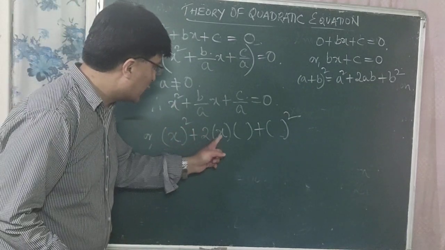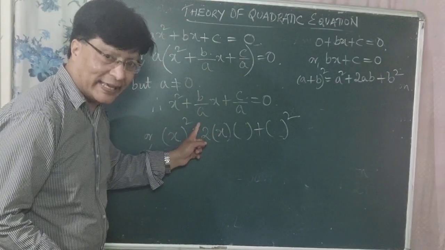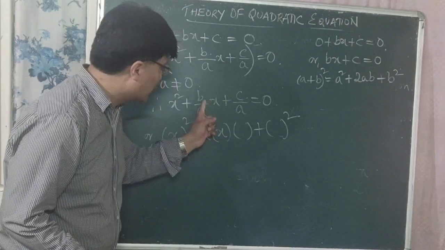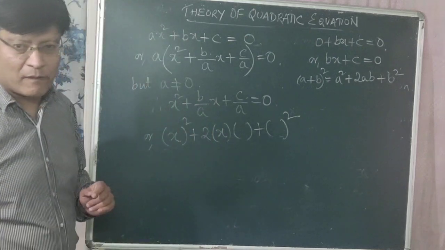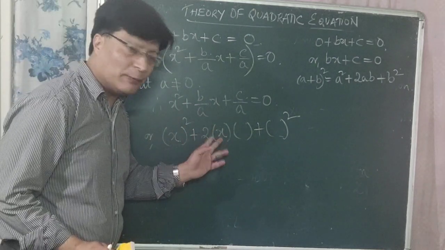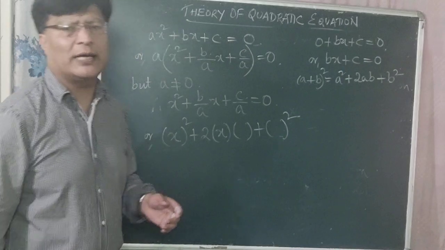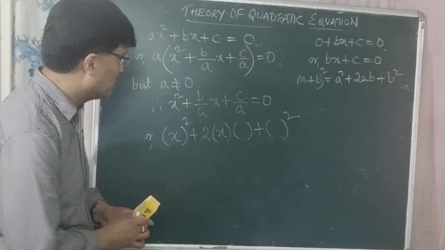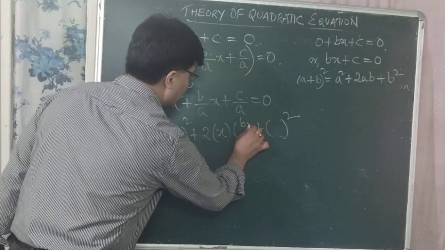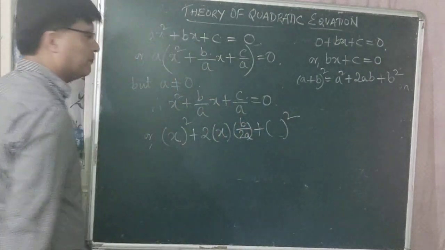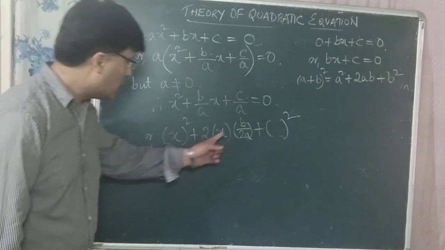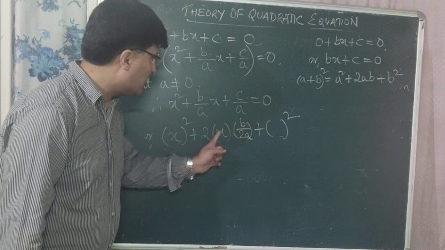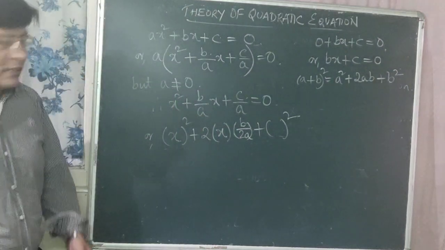Now there is 2x, but here it is bx upon a. So by which number will you multiply this 2x to get bx upon a? You have to multiply this 2x by such a number so that you can get bx upon a. So it will be b divided by 2a. Let us check it. If you multiply this 2x by b by 2a, then 2 gets cancelled, so you will get bx upon a. So it is correct.